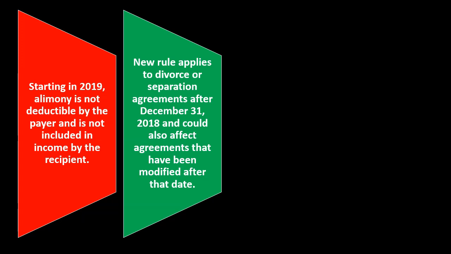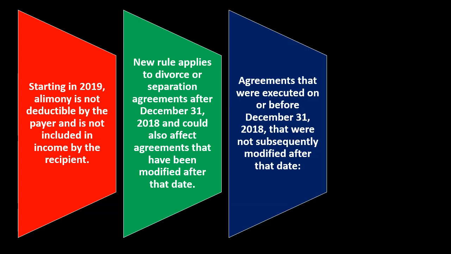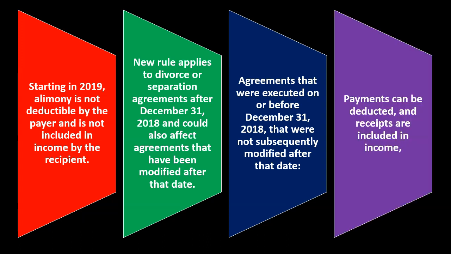But also, if there's a modification, you've got to be very careful about the modifications that are happening and make sure that you're taking into consideration the new rules and the possibility that there's going to be a change to the way the taxation works under a modification of a divorce that happened prior to the cutoff date. Agreements that were executed on or before December 31st, 2018 that were not subsequently modified after that date would basically be under the old rules, where payments can be deducted and receipts are included in income. So let's think about that a little bit more in depth.